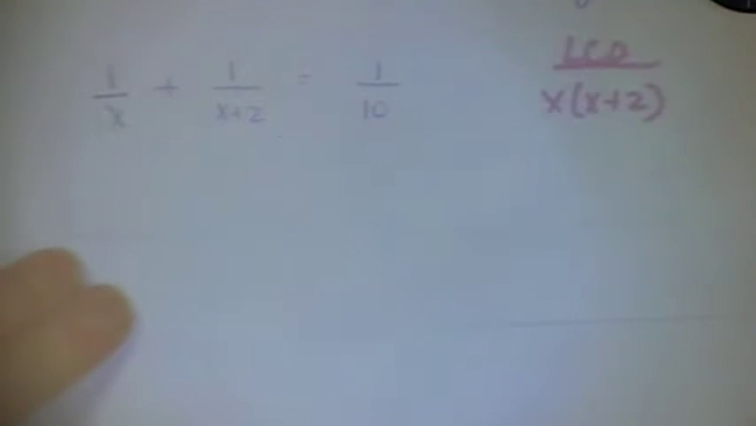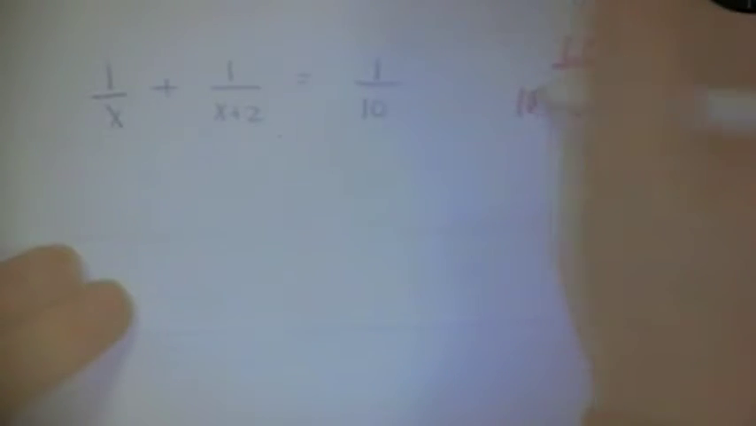So now it's just 1 over x plus 1 over x plus 2 equals 1 over 10. So we need an LCD. So remember, when you get an LCD, you have to use each piece. There's an x. There's an x plus 2. And a 10. I feel like X is going to equal 4. I just have this feeling. We'll see. So everything has to be multiplied by the LCD.